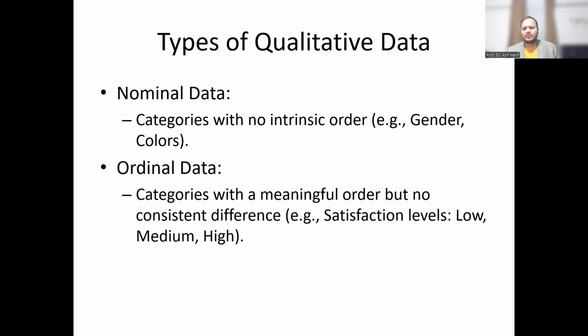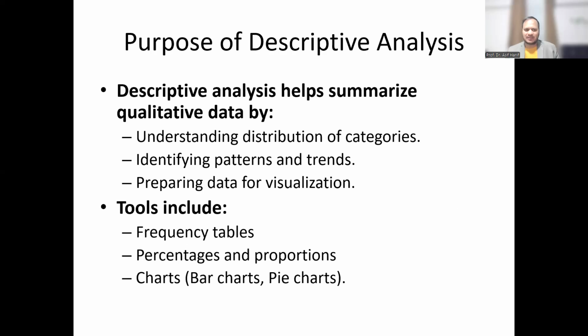There is a further separation of qualitative data into measurement scales. Nominal data are only distinguished by their name, with no intrinsic order. There is no natural order. And for ordinal data, there is a natural order but no consistent difference, like satisfaction level: low, medium, and high.